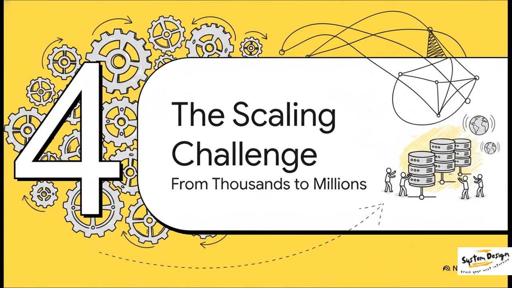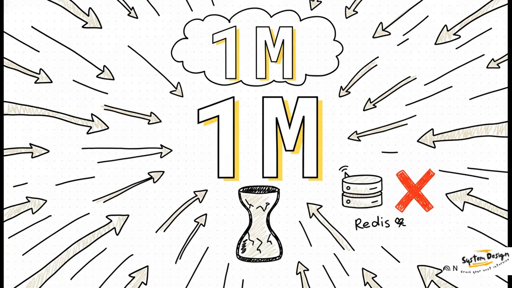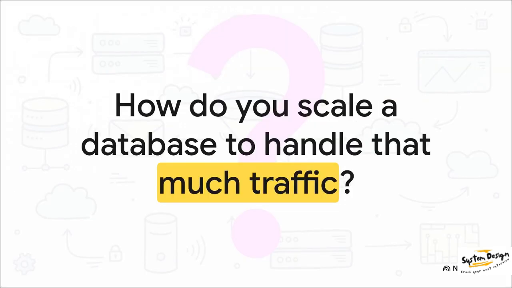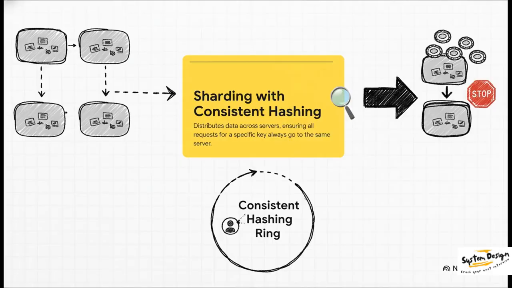Can this system actually handle the massive traffic of a major platform? And we're not talking about a few thousand requests here. We're designing for an absolute fire hose of traffic, 1 million requests every single second. And a single Redis server, even as fast as it is, is going to turn into a bottleneck real fast. There's just no way it can handle that kind of load on its own. So that leads us right into our next big challenge. If one server isn't going to cut it, how do you scale a database to handle that kind of insane traffic? Well, the answer is a technique called sharding.